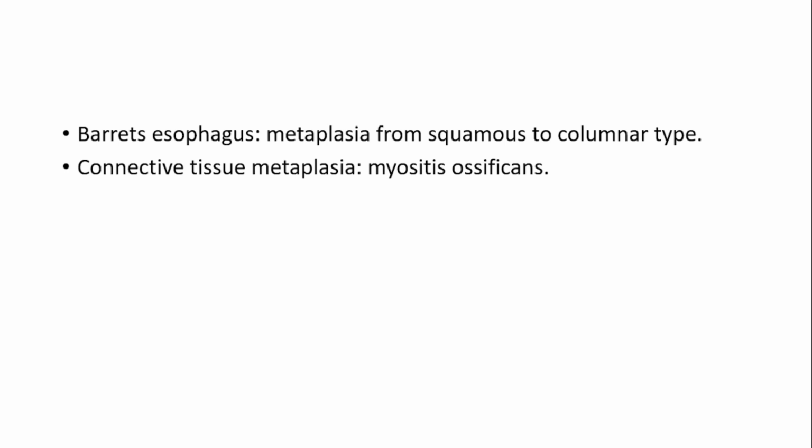And mesenchymal, as I said, this metaplasia can be seen in epithelium as well as mesenchymal tissue. So mesenchymal tissue formation can also occur, such as cartilage, bone or adipose tissue can develop. An example for this is myositis ossificans, where bone formation occurs in the muscles following any trauma or irritation.